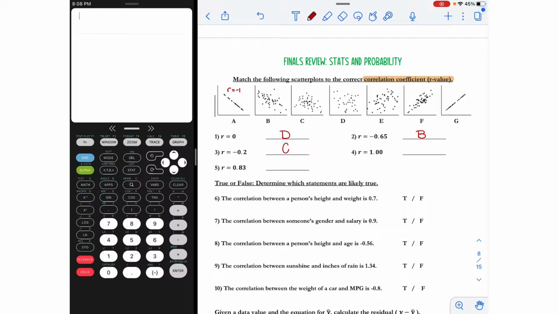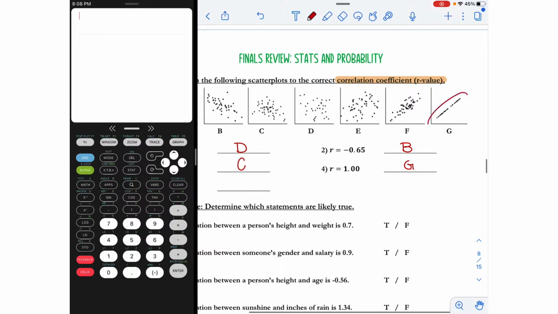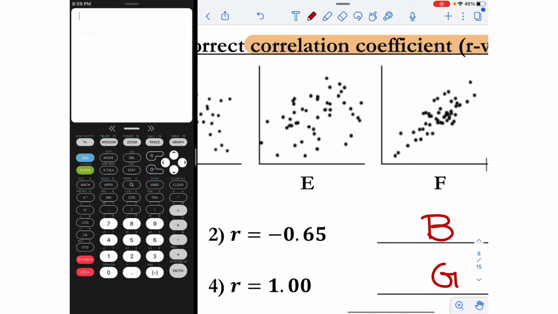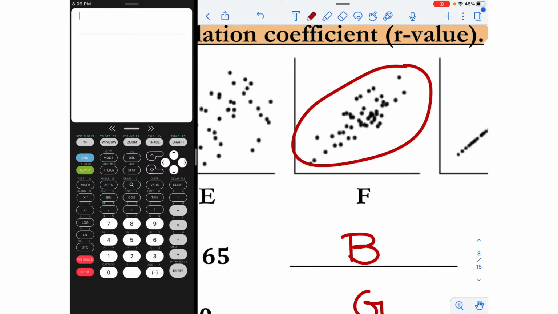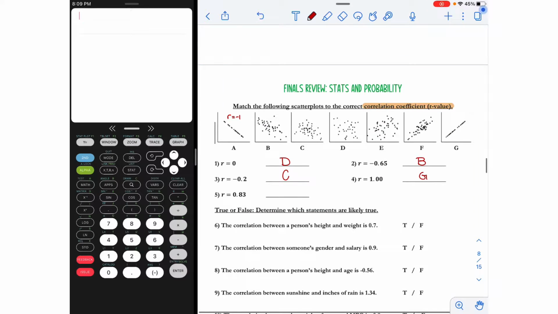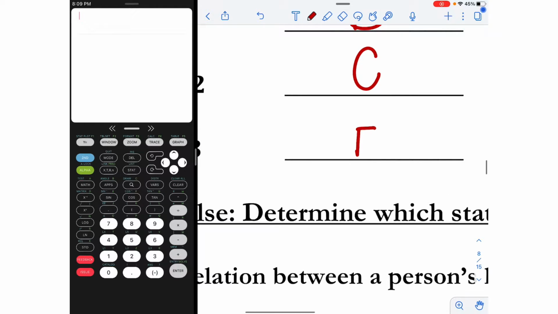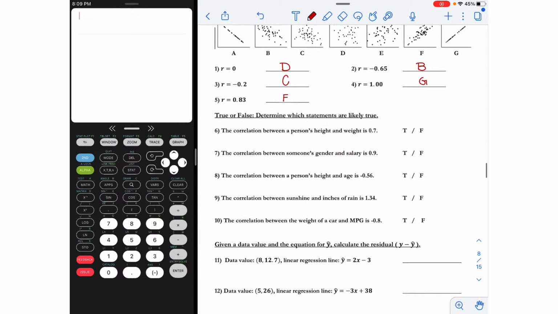Okay, and then for the positive numbers, we have 0.83 and 1.0. So 1.0, that one's the easy one. It should look like an exactly straight line. So that is letter G. And then looking at the graphs, this data is kind of going up, but it's very spread apart. So that would be a little bit closer to 0, whereas this data is clearly tighter together. So I think it would make most sense to say that F is going to be the positive 0.83, which is pretty close to 1. That's all we're doing for that.